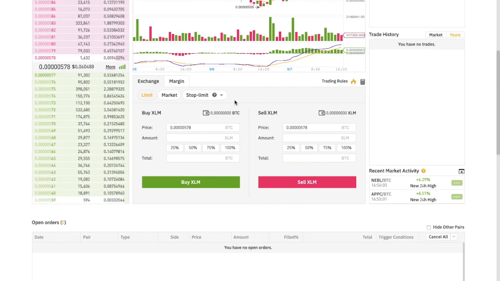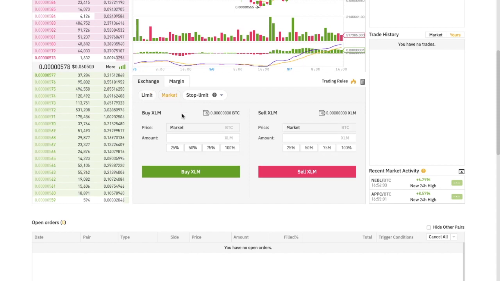Then just taking a look at the exchange itself. Now there are different types of orders that you can place within Binance. So they are limit, market, and stop limit orders. Now I'm going to take you through market first of all, because it's one of the easiest ones to understand. So just clicking on market there.